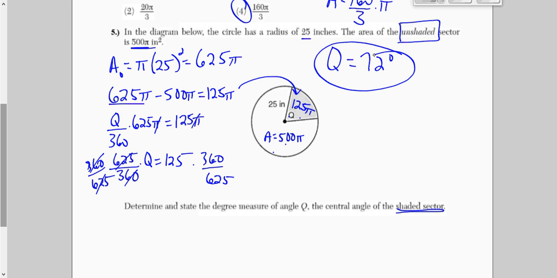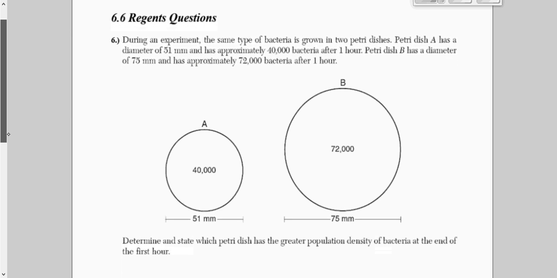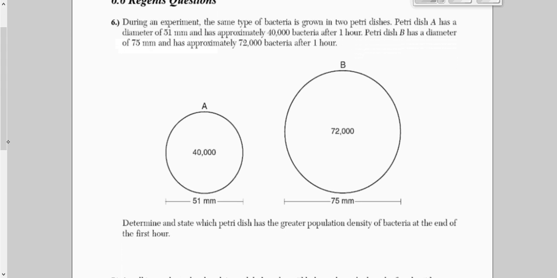On to number 6. Pause the video, read this over. One thing we have to talk about first is maybe in one of your science classes you learned what density is. Generally, density, D, equals mass divided by volume. Maybe you remember that. But in this case, you're talking about a slightly different density, population density. It's analogous, but population density is just population divided by area.